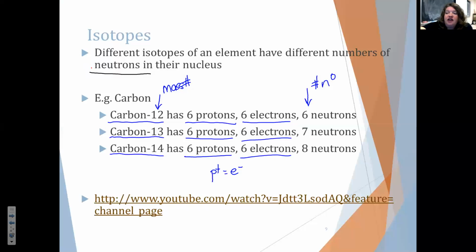And the way we find the number of neutrons is to take the mass number, which is protons and neutrons. It's everything that's in the nucleus, but we know how many protons we have, so the difference is the number of neutrons. 12 minus 6 is 6. 13 minus 6 is 7. 14 minus 6 is 8.